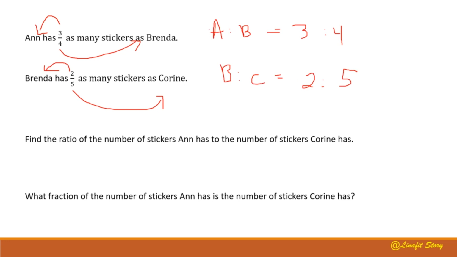So actually there are 3 children here, Anne, Brenda, and Corinne. This is Brenda. But here Brenda equals 4 units, and here Brenda equals 2 units. So what should we do? We have to make it the same. So 4 times 2 equals 8.